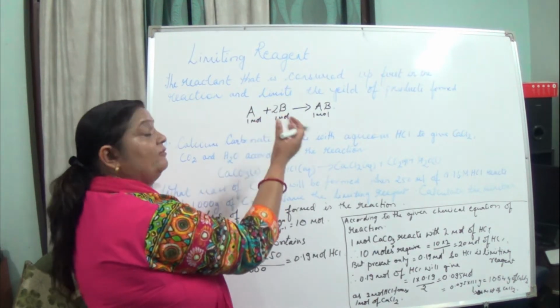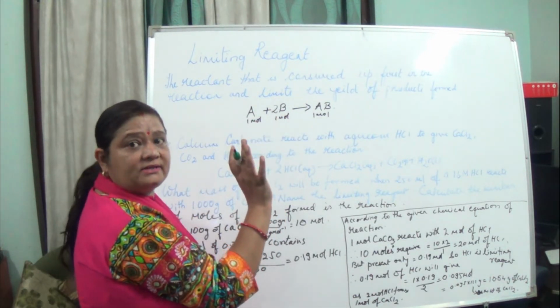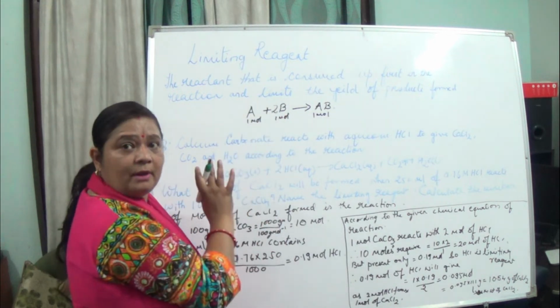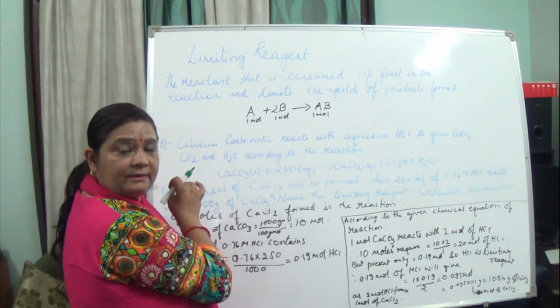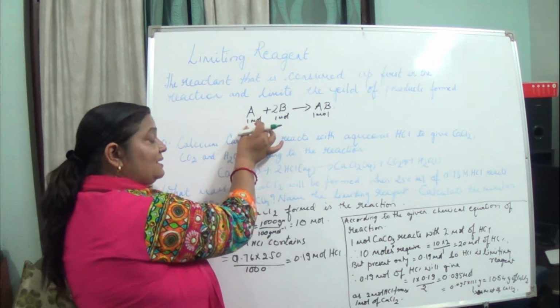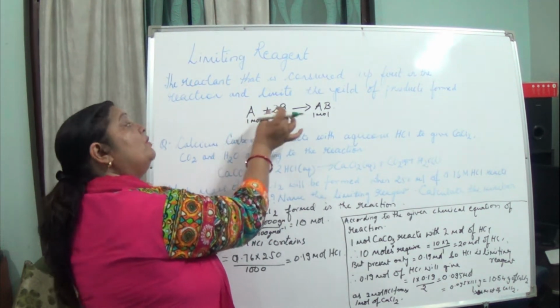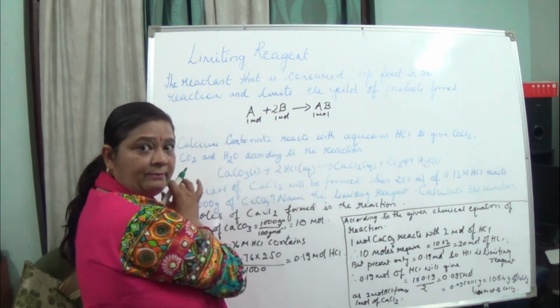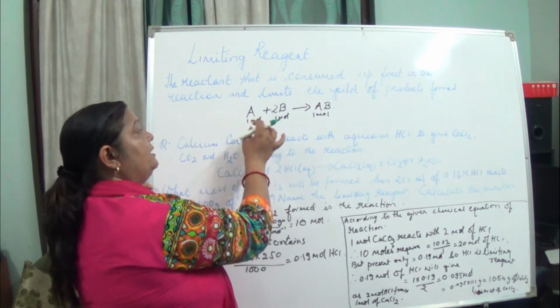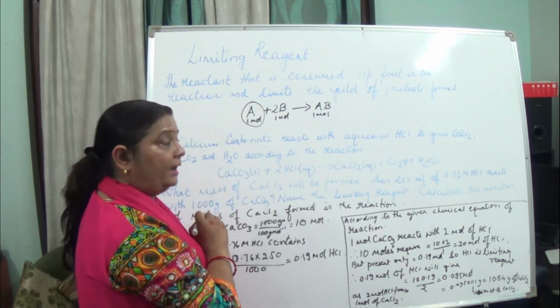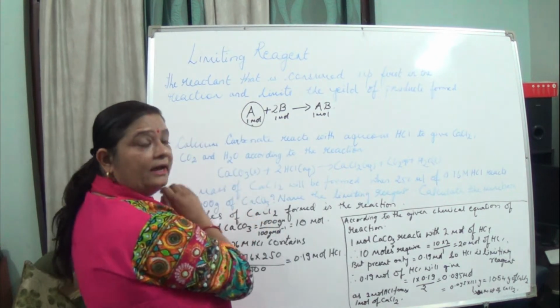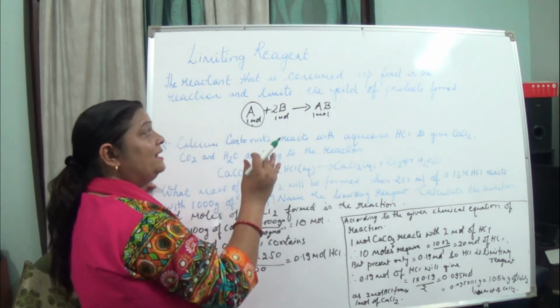will not participate in the reaction because it is an excess amount. So which is the limiting reagent over here? A will be the limiting reagent because this is in less amount. It will react with only 1 mole of B to form 1 mole of AB, isn't it? So the limiting reagent becomes this reactant, that is A. This is the limiting reagent which limits the reaction.